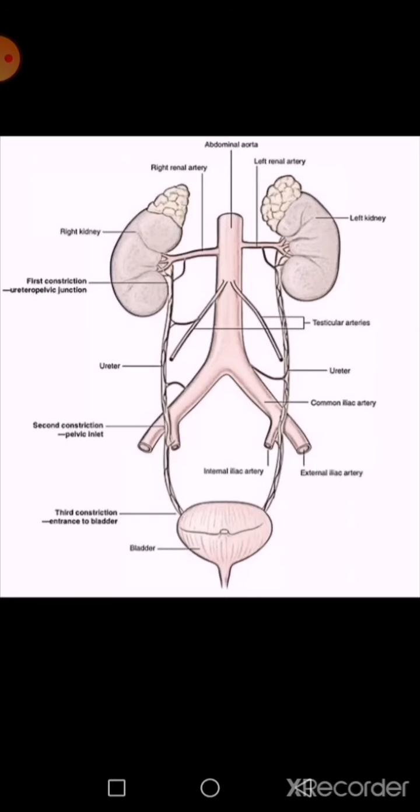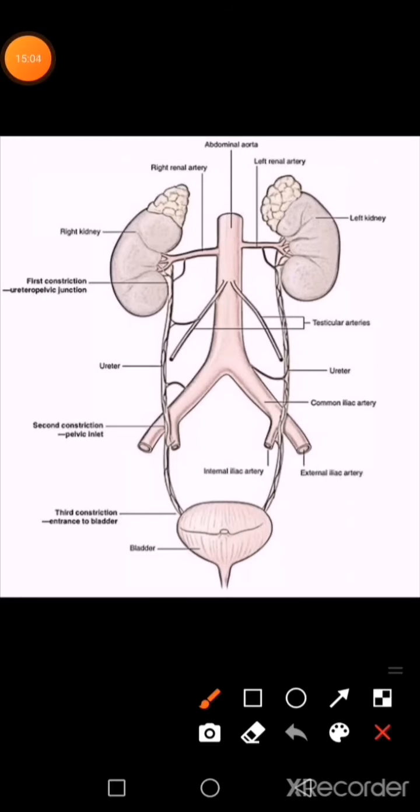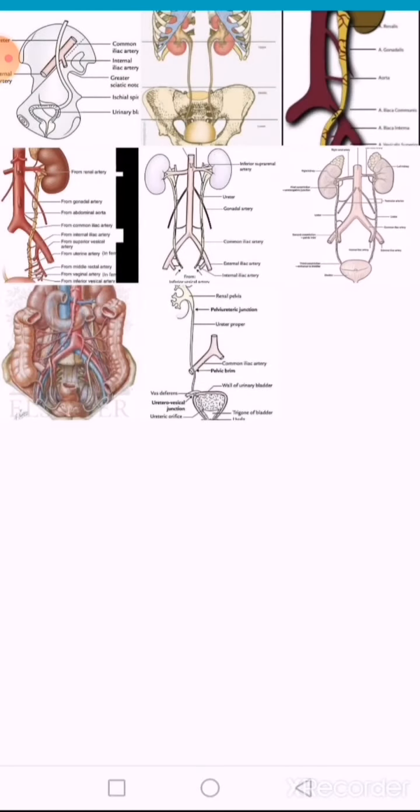So these are the posterior relations of the pelvic part of the ureter, which is the part that is below the pelvic brim, and we obviously know that the part below the pelvic brim, my apologies, is the part that corresponds to the termination of the common iliac artery. Now, what about our very important lateral relations? And you can quite appreciate it in this one.